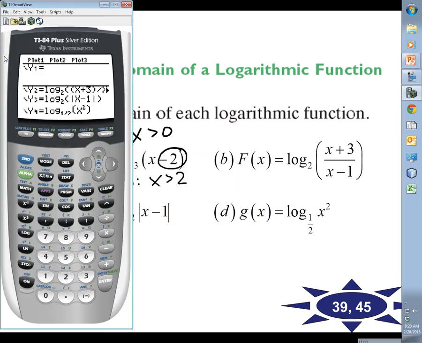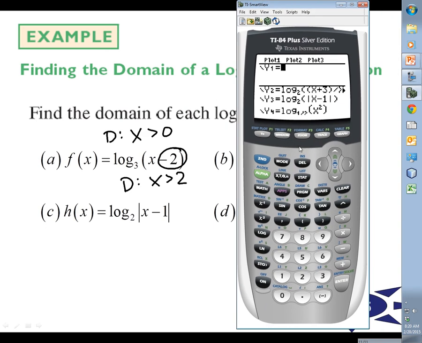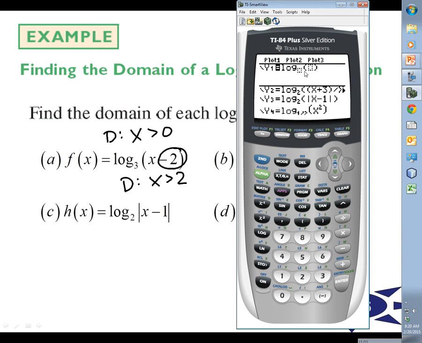I've written in the rest. I haven't written in this first one because I want to show you how to get the logs on here. On your graphing calculator, hit the math key. You're going to go down all the way to A, log base, hit enter, and it's got two blanks to fill in for you. For the first one, the base is 3, raised to the power of x minus 2. So log base 3 of x minus 2. Let's go ahead and graph it.